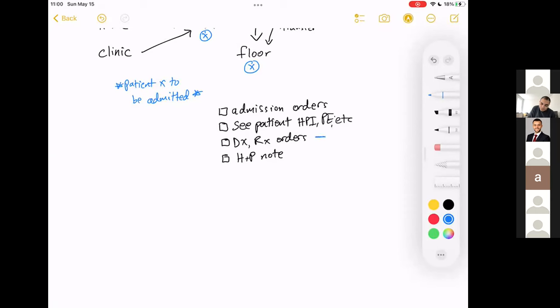I think the most important step is this one. Most important. You know why? Yeah, you're going to see the patient. But even if you saw the patient and you missed one order, that's going to be almost catastrophic. I'll give you an anecdote. This happened to me when I was an intern.